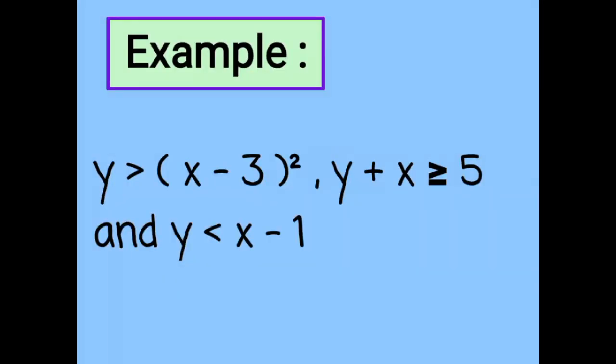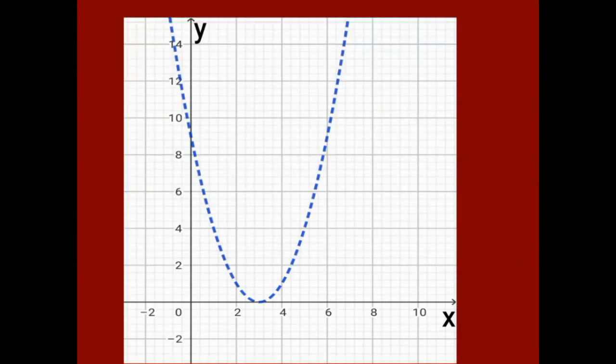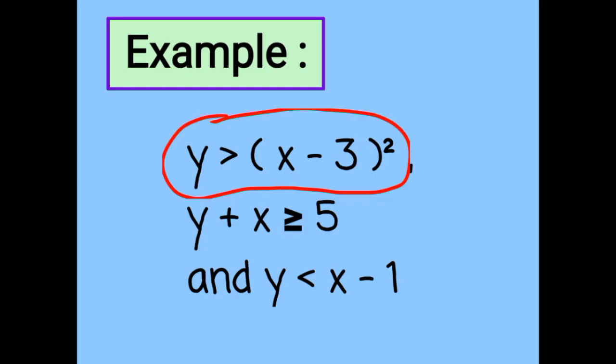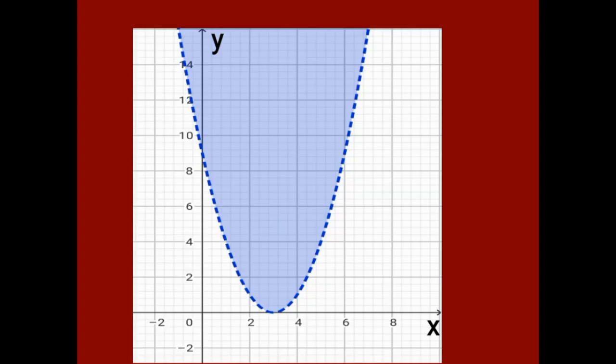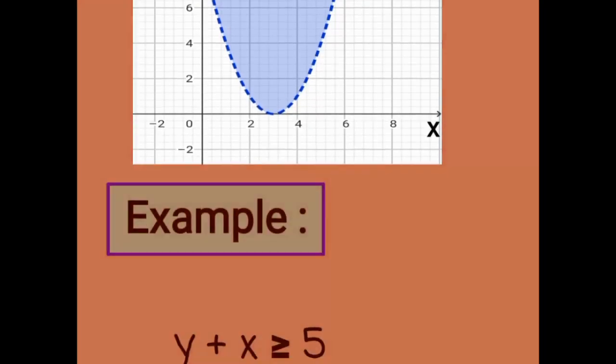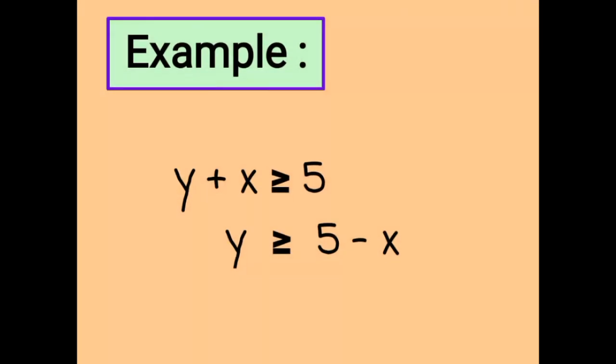y is greater than (x - 3) squared, y + x is greater than or equal to 5, and y is less than x minus 1. Draw a dotted line graph for y = (x - 3) squared. So here is the graph for y = (x - 3) squared. As y is greater than (x - 3) squared, this includes the region above the curve y = (x - 3) squared. Rearrange y + x is greater than or equal to 5.